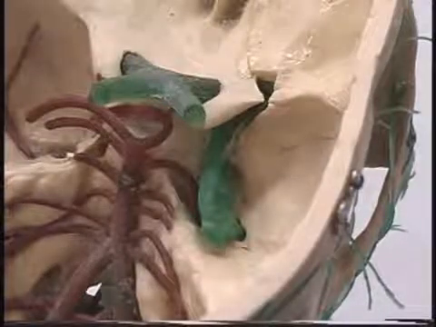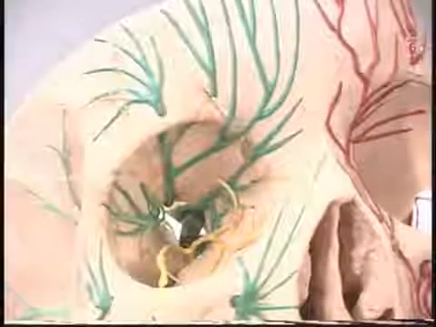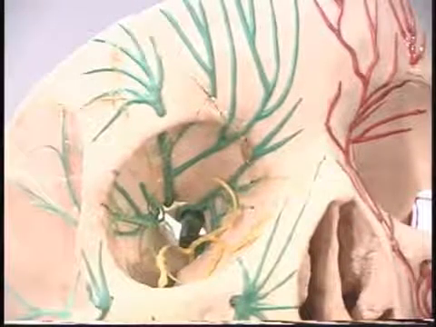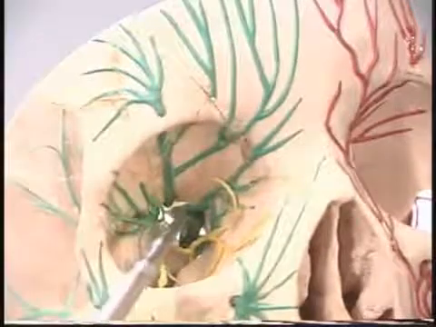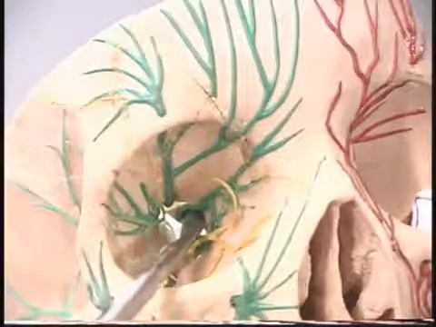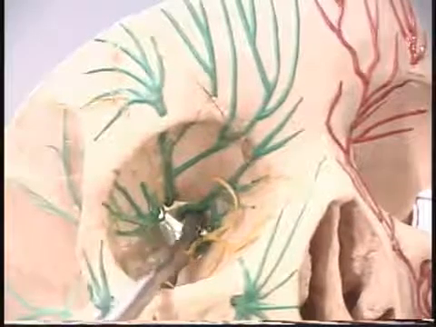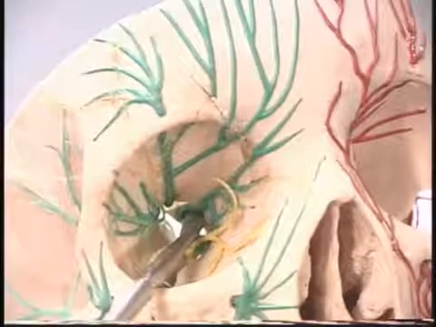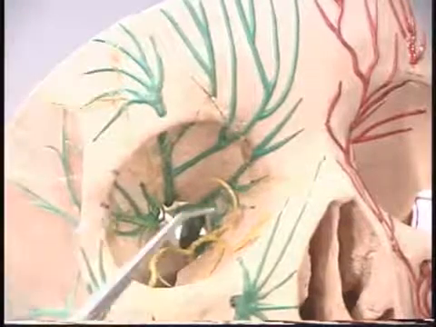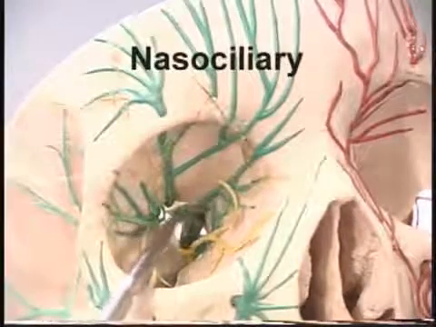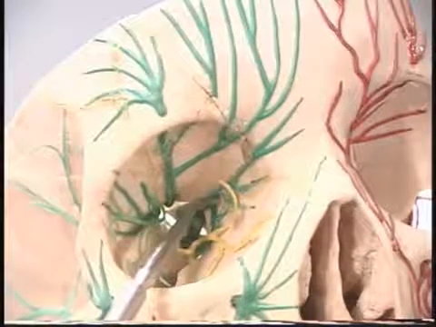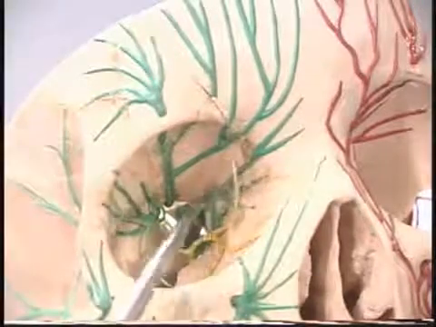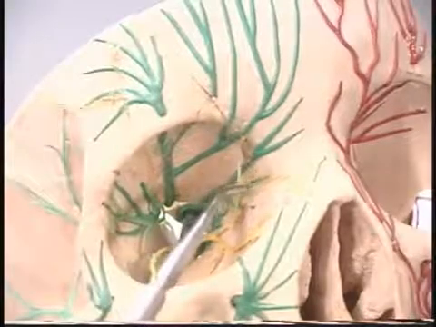Let's get into the orbit. This is an anterior view of the orbit. We are going to look at the course of the ophthalmic nerve in the orbit and its branches. The ophthalmic nerve enters the orbit through the superior orbital fissure. This is the ophthalmic nerve coming out from the superior orbital fissure. It gives three branches here. The first branch is the nasociliary, which runs onto the medial aspect of the orbit, and this is going to supply the ethmoidal sinuses, part of the mucosa of the nose, and cornea.